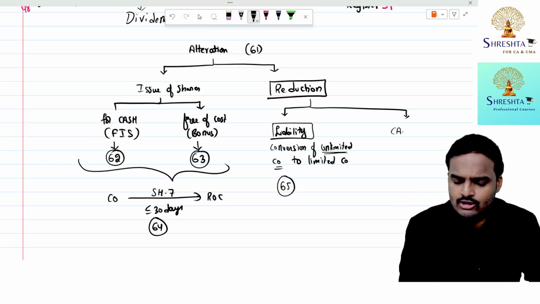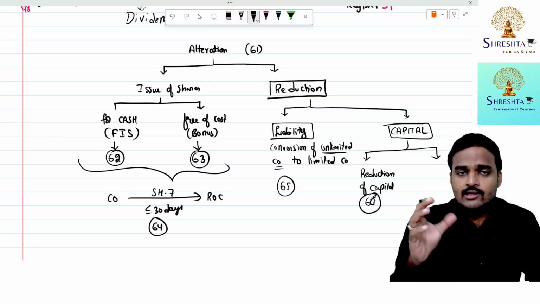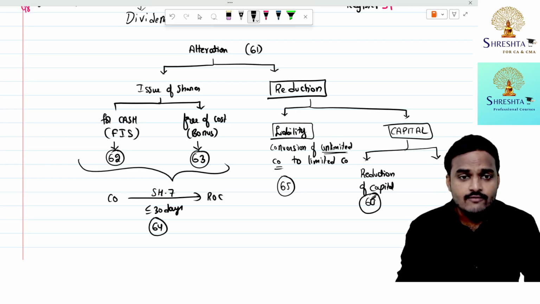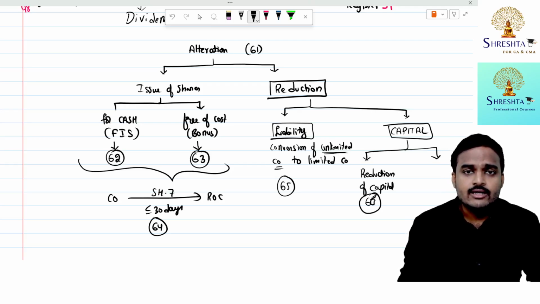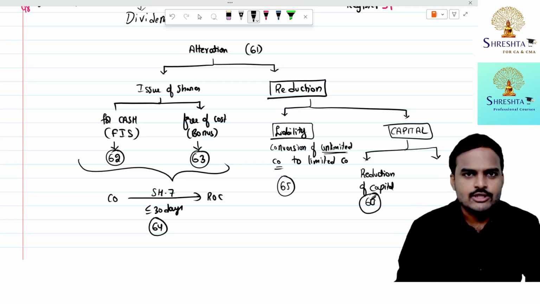Next one, a reduction of capital. Under reduction of capital, you can observe two branches. One is reduction of capital, and it may happen in any one of three scenarios. What are those three scenarios? Cancellation of uncalled capital. Next, cancellation of misrepresented capital. And pay off money in excess of company's wants, and after paying that money, cancellation of that part of paid up share capital. So reduction of capital.